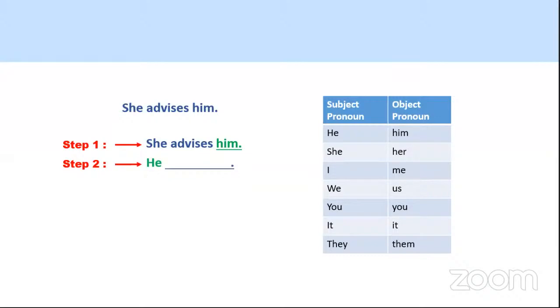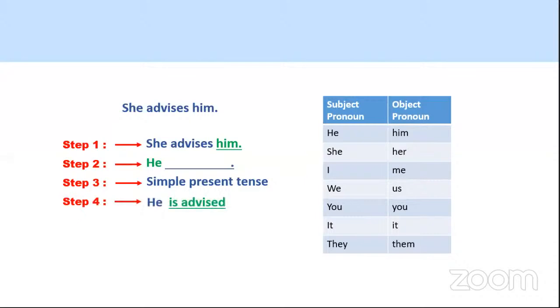Then the object pronoun becomes the subject pronoun there. Let's move on to the third step. It is identifying the tense. It is also in simple present tense. Then the fourth step, he is advised, changing the verb. You change the verb here, is advised. Why is there? Because he, the new subject, is singular.